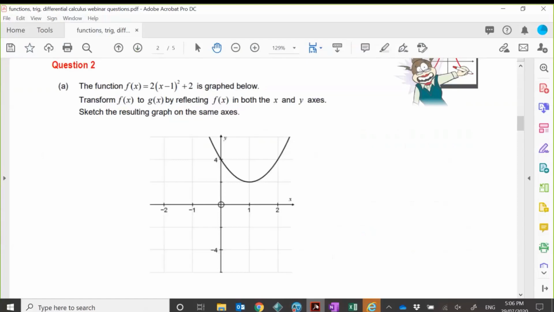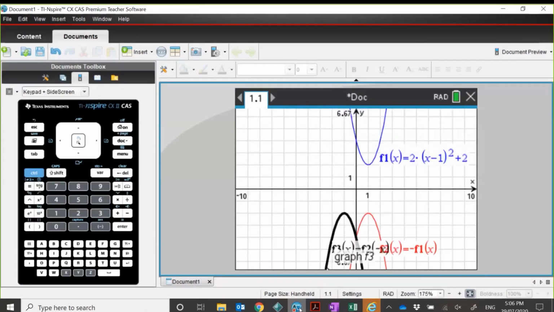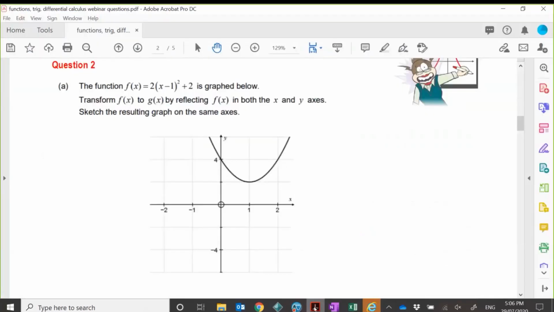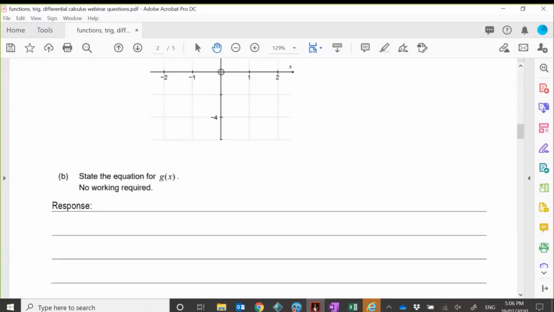And that function there, you would now draw onto your exam paper in the correct position. Sketch the resulting graph on the same axes. You literally copy that new black graph onto your question paper. Second part of that question is to state the equation for your transformed function. So state the equation for g of x, and note that it also says no working is required. Again, you can just use your graphics calculator to write down the answer.